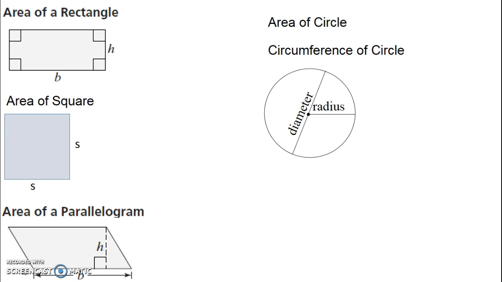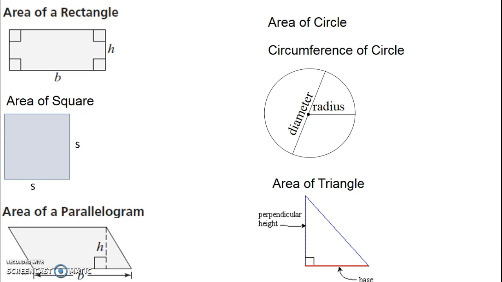Area of a circle is pi r squared, and the circumference of a circle is 2 pi r. Both of those r's standing for radius. You could also call it pi d if you'd prefer. And then the area of a triangle is base times height divided by 2. Again, make sure you have right angles for your base and your height.